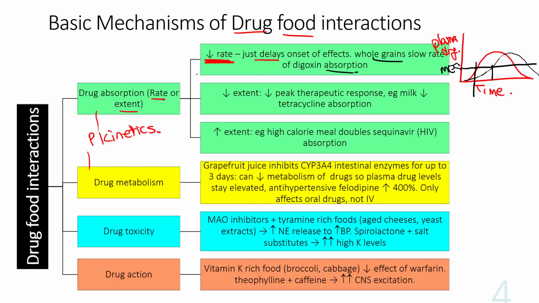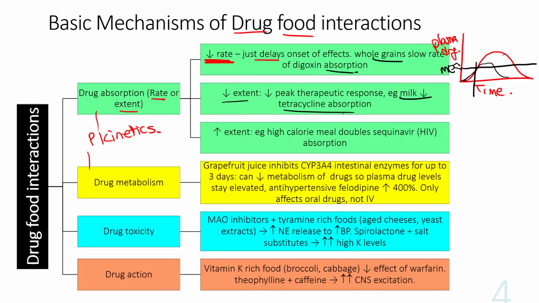Sometimes the extent of absorption goes down. So if you look again at that slide, I'm going to remove this. What happens when the extent of drug absorption is decreased is that not that much drug gets absorbed. So again, it might decrease the amount of drug being absorbed. So this is an example.